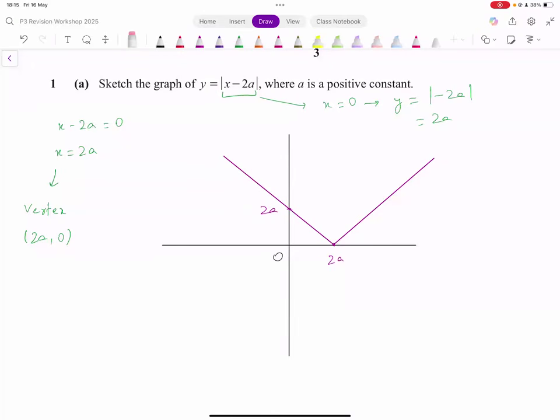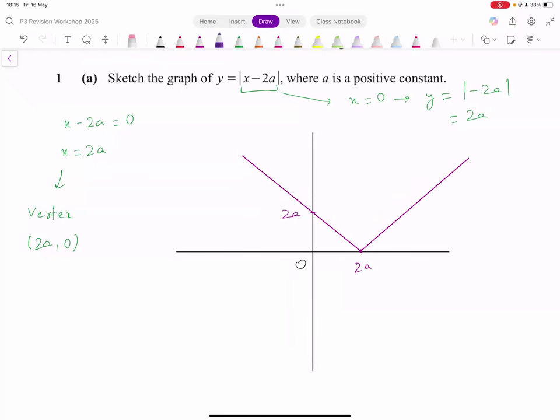How would you sketch this graph? X minus 2a modulus, whatever is inside, you put that equal to 0. That gives you x equals 2a. That's the vertex. So the vertex is at 2a and 0. That's the point that you've got on the x-axis.